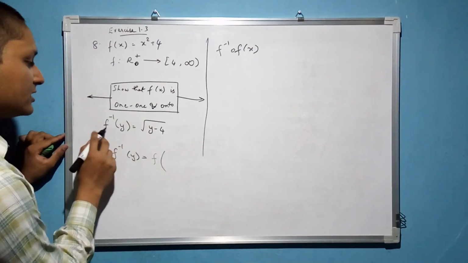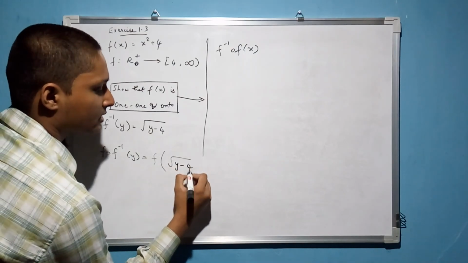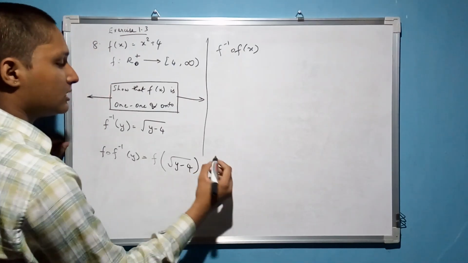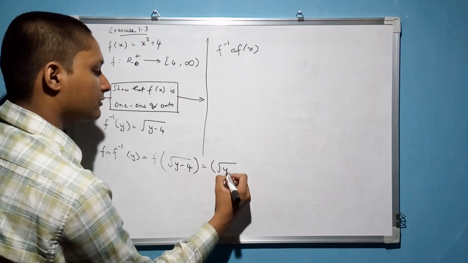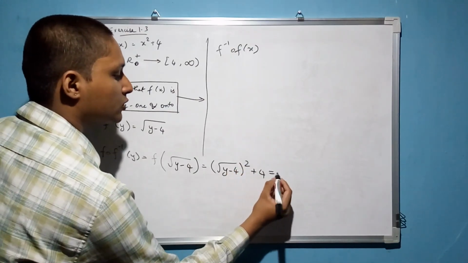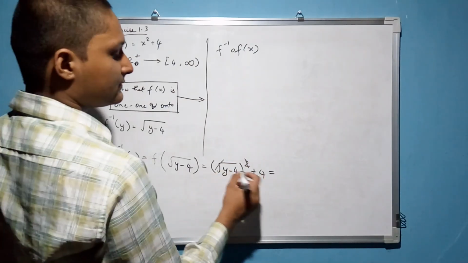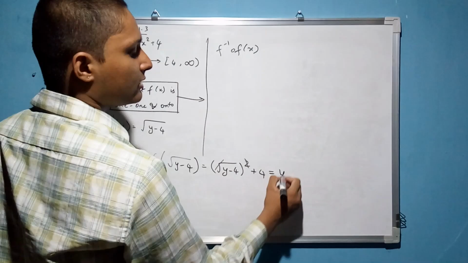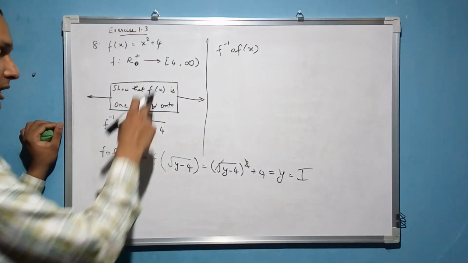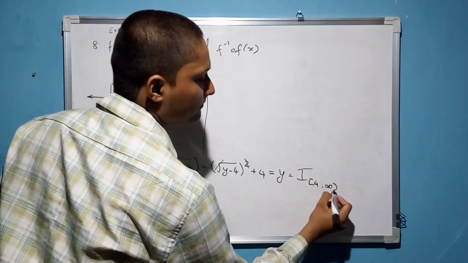F inverse of y is given to be root of y minus 4. So in place of x I need to substitute that. That comes to be root of y minus 4 whole square plus 4. The square root and square are going to be cancelled. That comes to be y minus 4 plus 4. Minus 4 plus 4 is y already. That's what it comes to be, the identity function on the set from 4 to infinity.